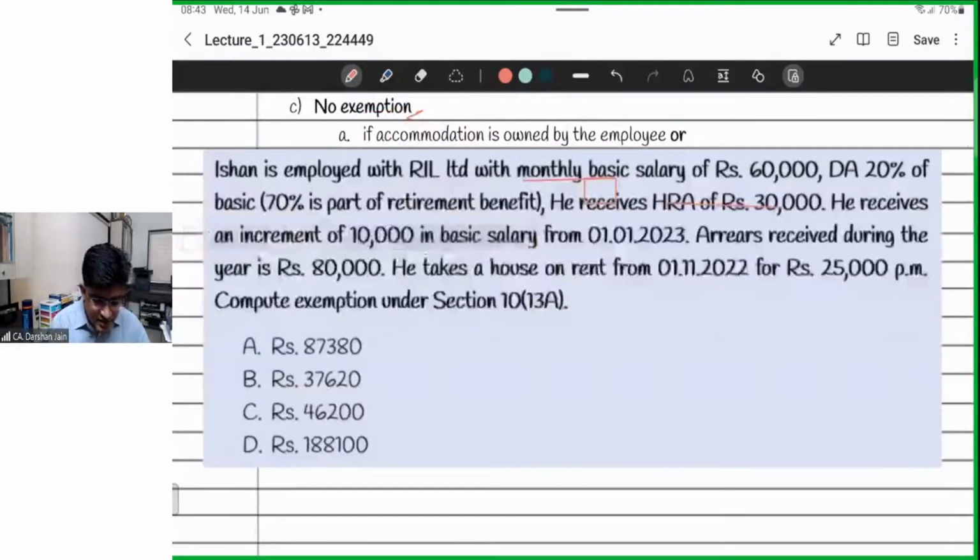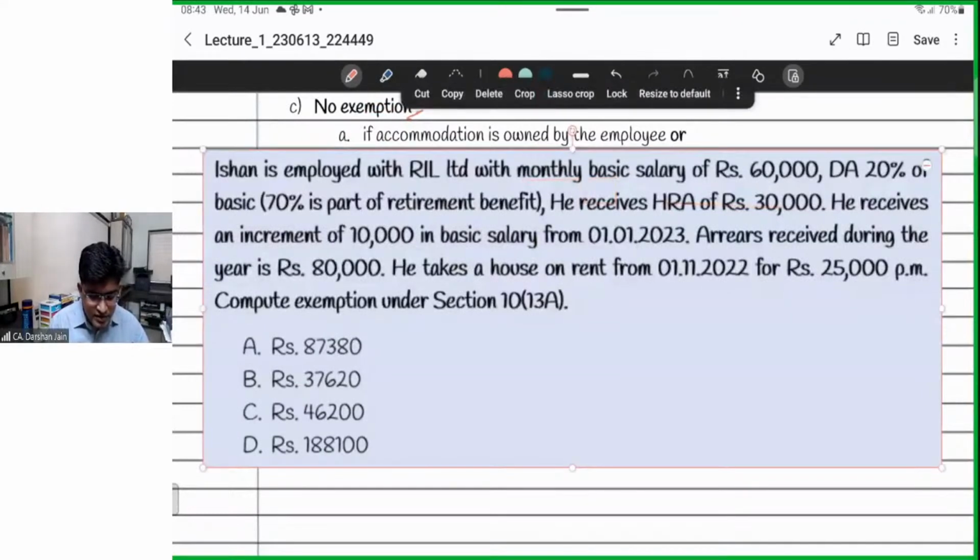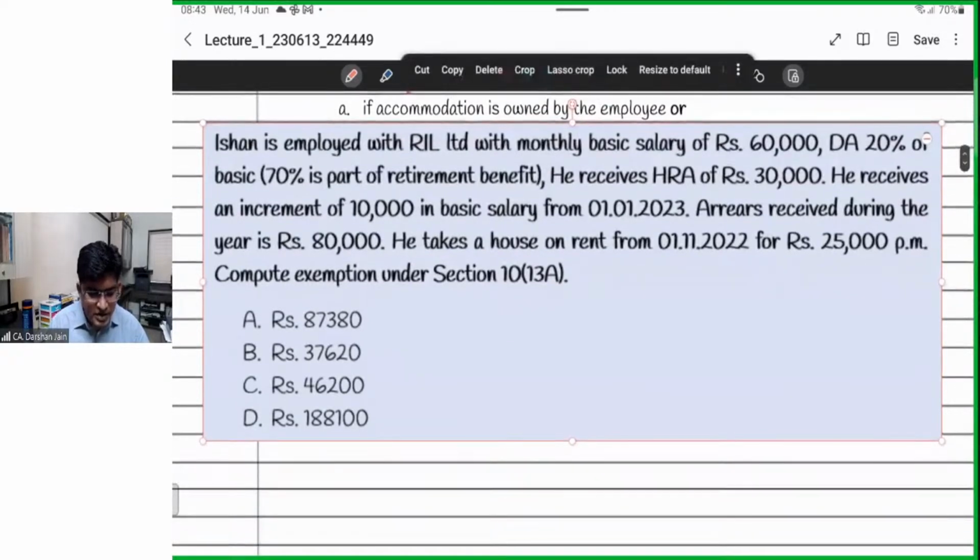Let's take it by way of an example here. Ishan is employed with RIL with a monthly salary of 60,000. DA is 20% of basic. 70% would form part of the retirement benefit. He receives HRA of rupees 30,000. He receives an increment of 10,000 in the basic salary from 1/1/2023. Arrears received during the year is 80,000. He takes a house on rent from 1st of November 22. Compute the exemption under section 10(13A).